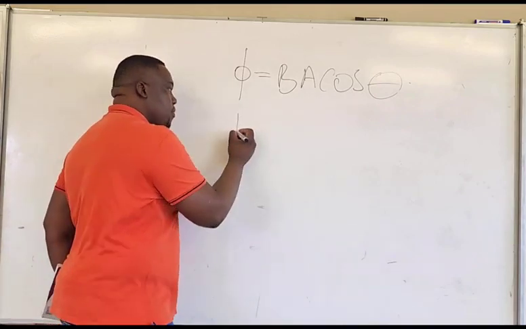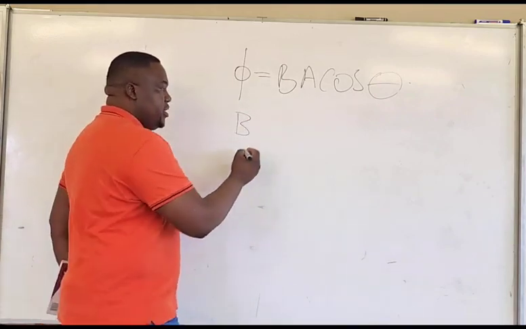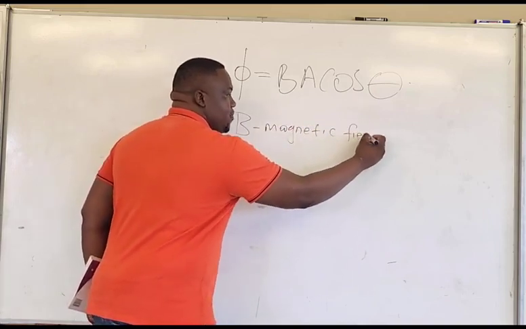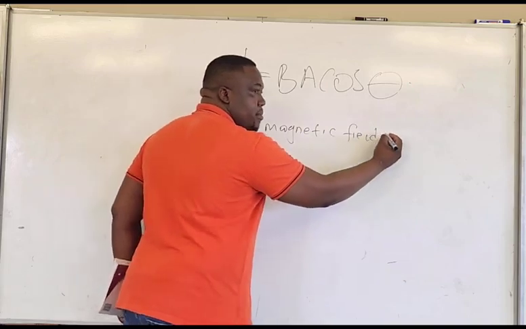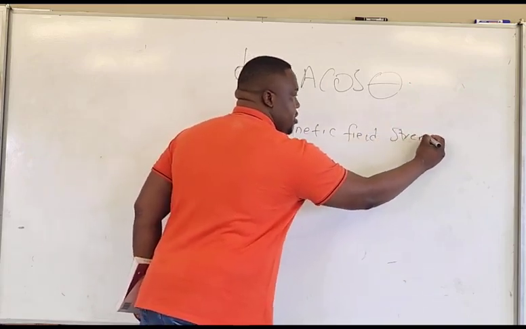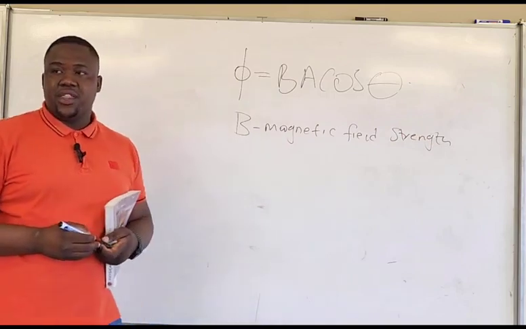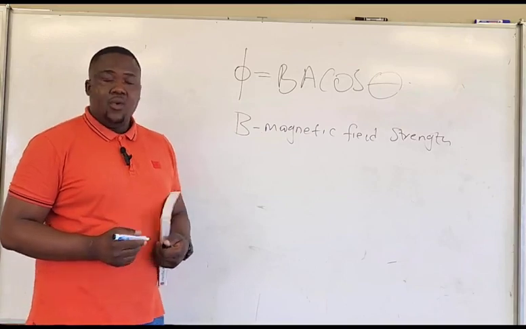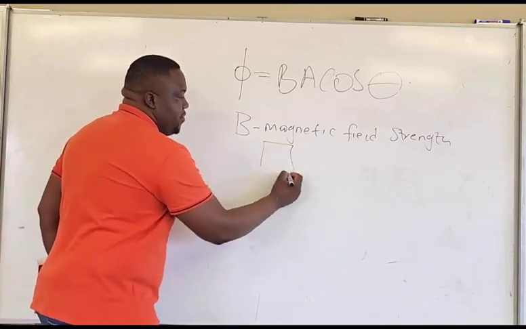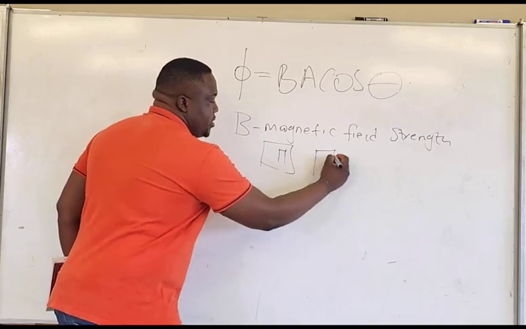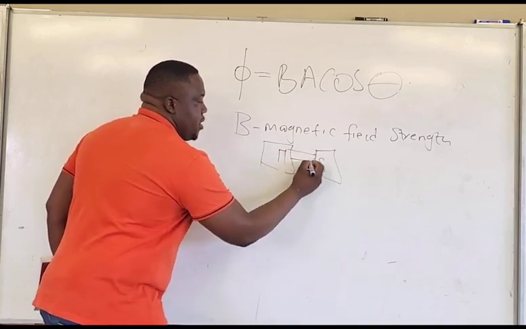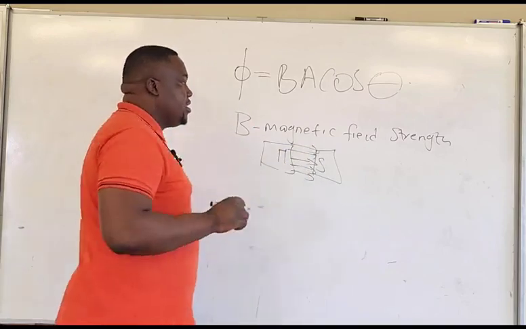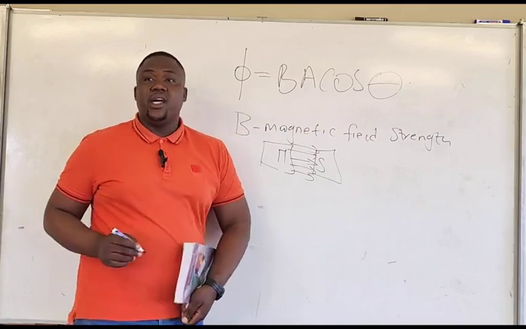Okay, B is the magnetic field strength. What do we mean by magnetic field strength? If we have two magnets, north and south, we are going to have a magnetic field. You can see the magnetic field, their strength. That is what B represents.